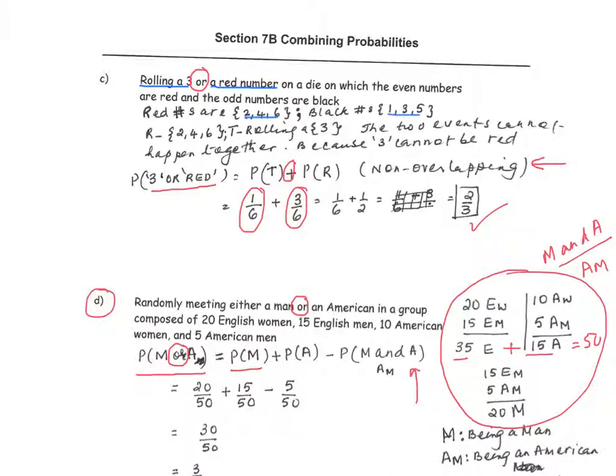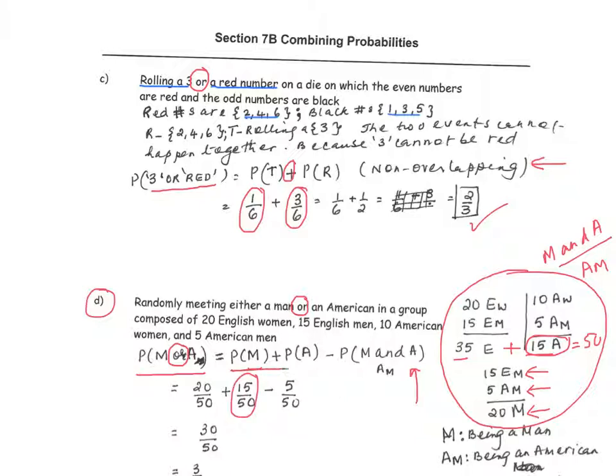What's the probability that it's a man? We need to determine how many men are in the group. So there are 15 English men and 5 American men. So the total number of men is 20. So the probability of picking a man from this group is 20 out of 50 plus, so it's an addition rule, so we have a plus. What is the probability of picking an American? How many Americans do we have in this group? We have 15 Americans in the group of 50. So the probability of randomly selecting an American person is 15 out of 50.